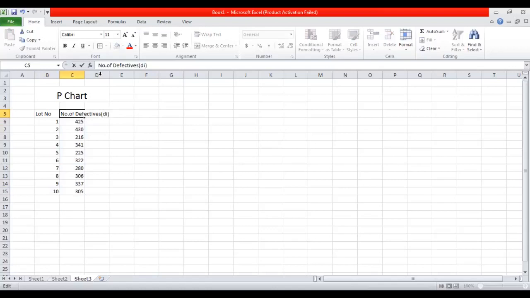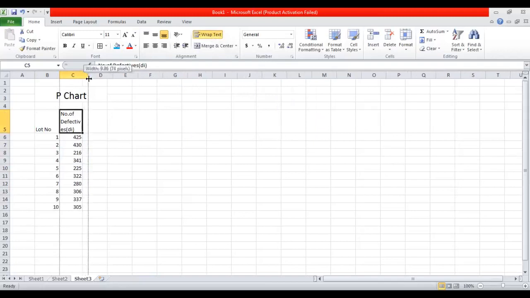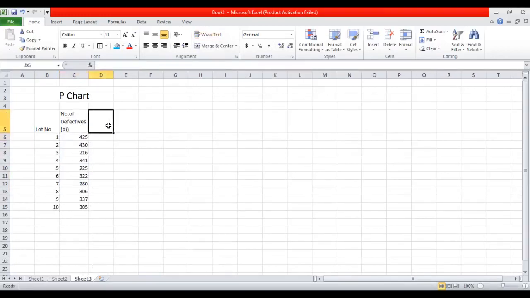Always in the question, only the number of defectives will be given. So based on that number of defectives, we are going to find out the different PI values. Since it is a P chart, first we have to find the PI values. What is the formula for PI? Here the formula for PI is DI by N. So what is the N value in the question? The N value will be specified. So for this question, the N value is 2000.